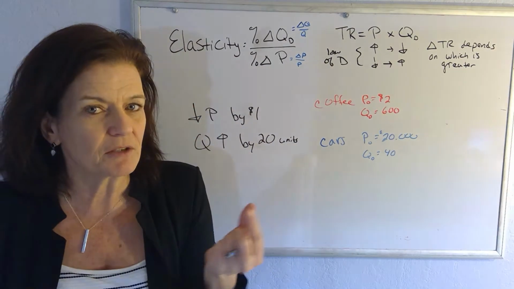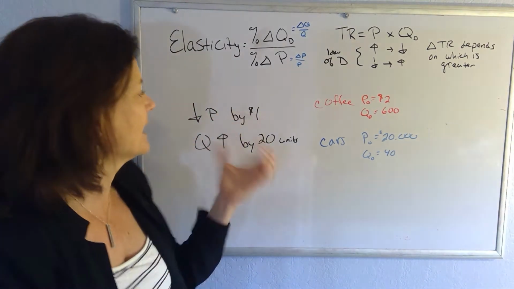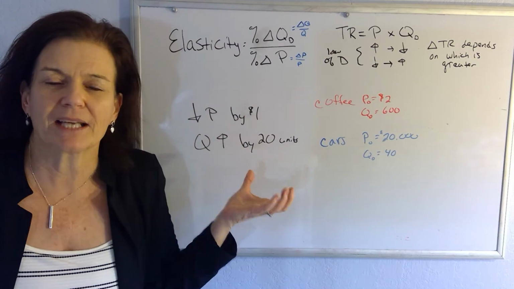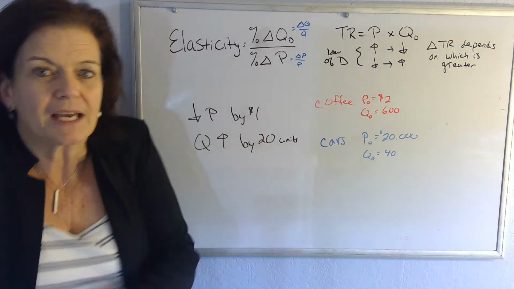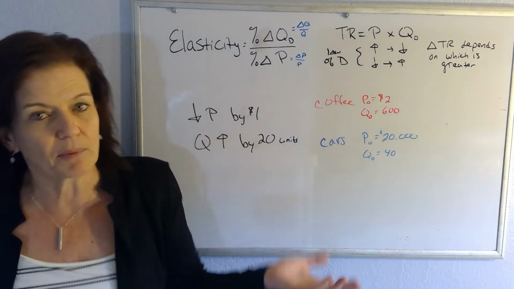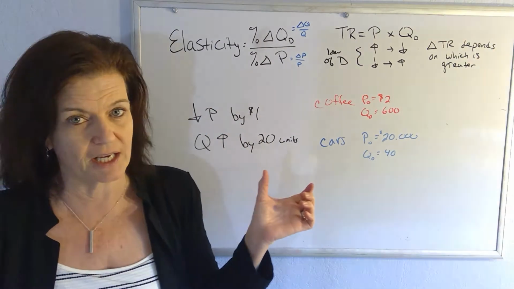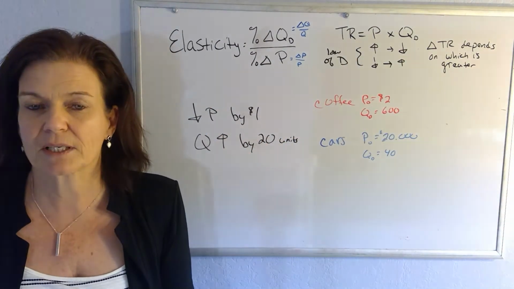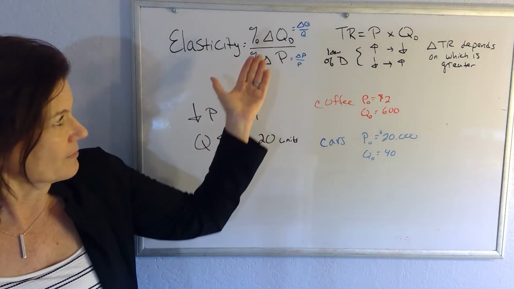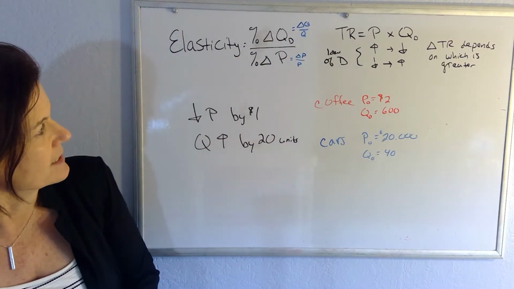So that's the reason we use the percentage change. Yeah, price fell by $1, but what does that mean? Was that a 50% drop in price or was that a 1% drop in price? Because we would expect a lot more responsiveness from that $1 price change if it's a 50% drop in price. And so when we say percentage change, that's what we're talking about.